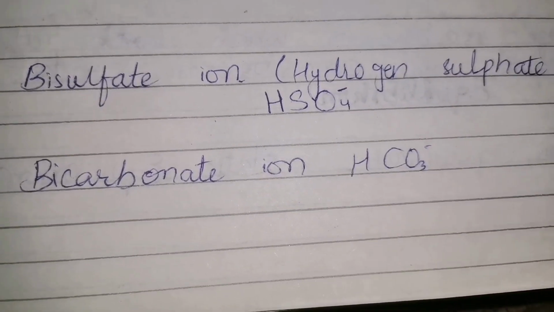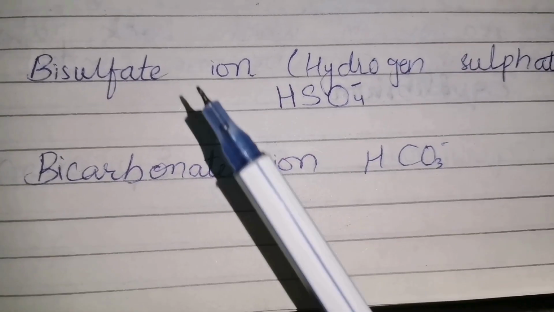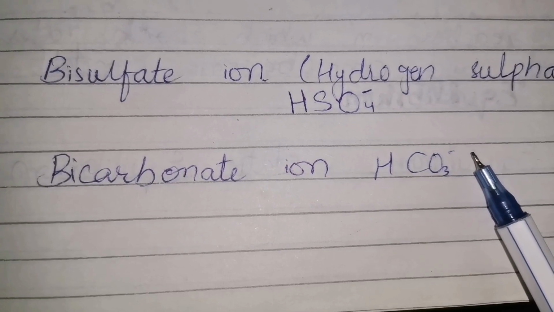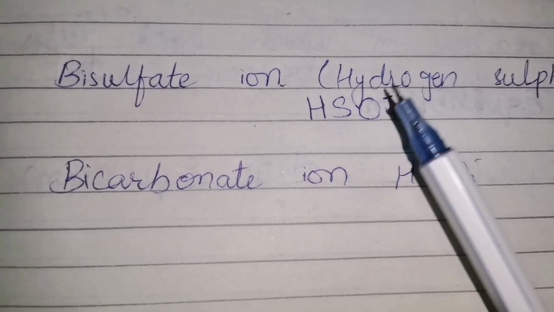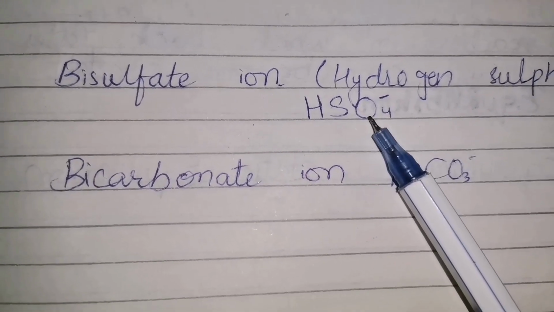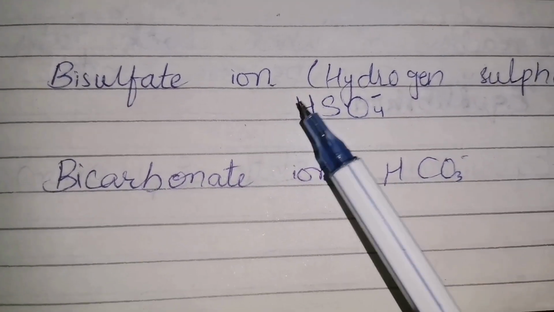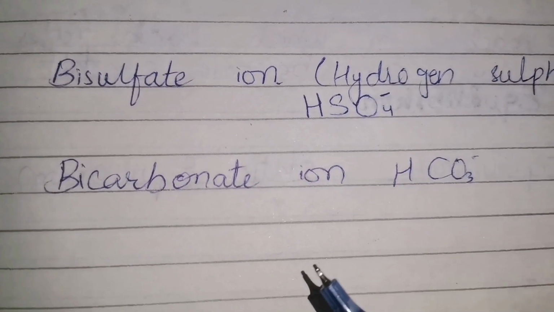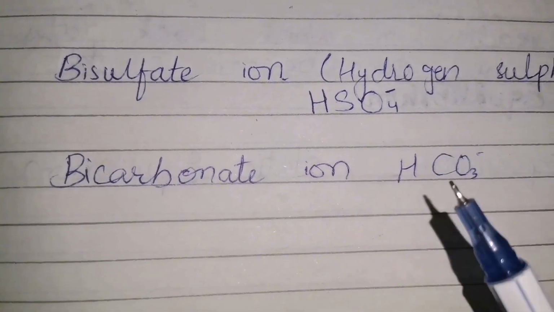There are many other examples for the amphoteric substances, but the two others that I am going to discuss are the bisulfate ion and bicarbonate ion. Have a look, they both are negatively charged ions. It means that they can accept a proton. They are negatively charged, they can accept a proton. The one which accepts the proton is known as base, but they also have a proton. They can donate this proton. It means that they can also act as an acid. So they both can act as an acid and base.